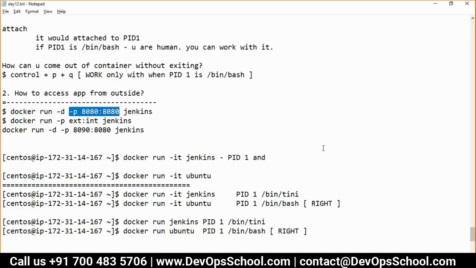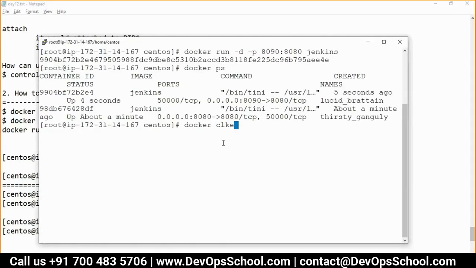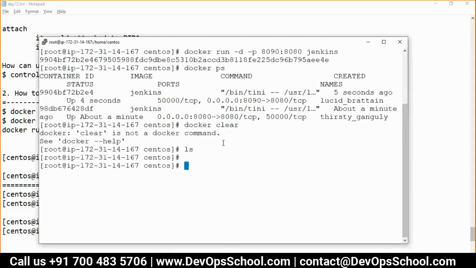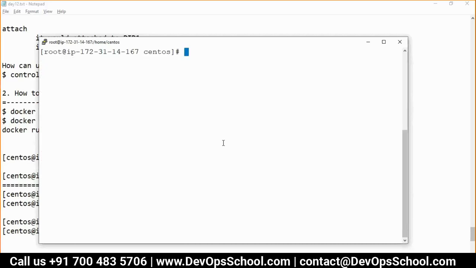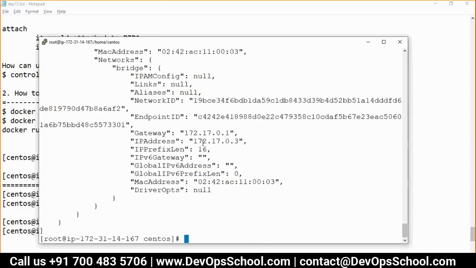Is that clear, guys? Yeah. Internally also you can access, but with which port? Container network. Let me show you here. Docker ps. This container. You ran all these commands in the morning only, I hope so. Inspect. What is the IP address?